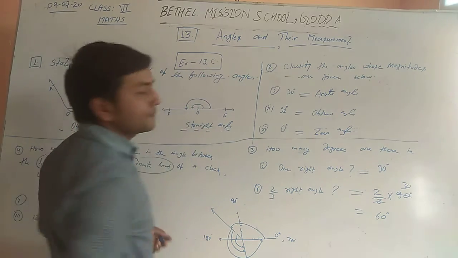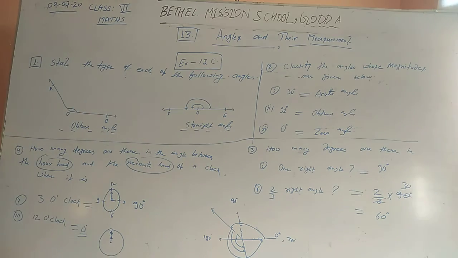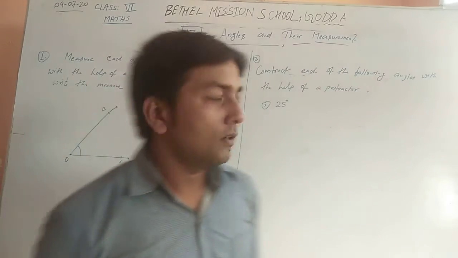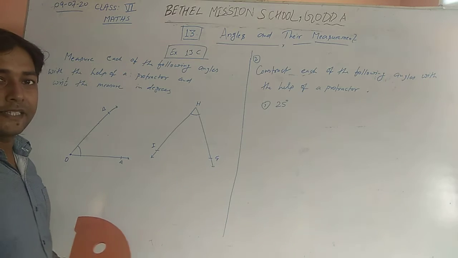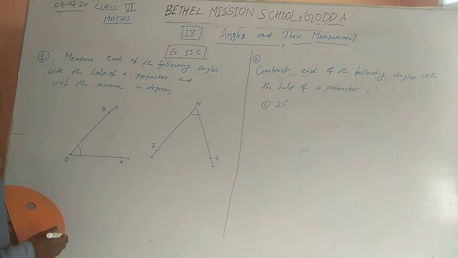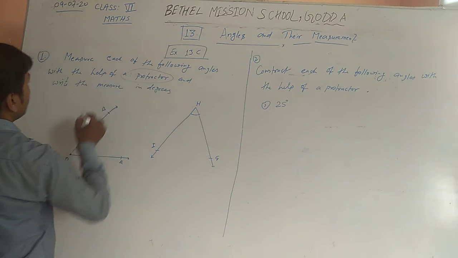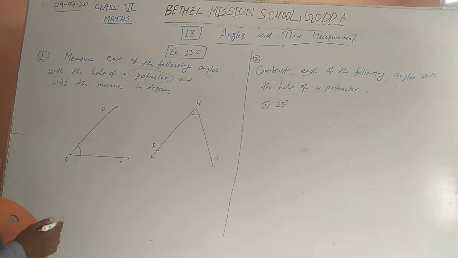And now we start 13C. Now I solve exercise 13C. Measure each of the following angles with the help of a protractor and write the measure in degree. I have taken two figures.